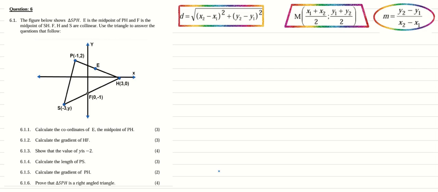Okay, question 6 says, in the figure below we have triangle SPH. E is the midpoint of PH and F is the midpoint of SH. If H and S are collinear, meaning that they are on the same line, use the triangle below to answer the questions that follow.